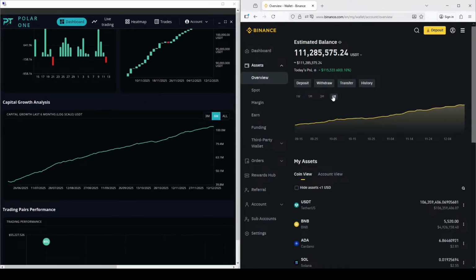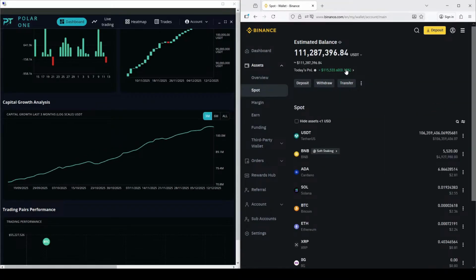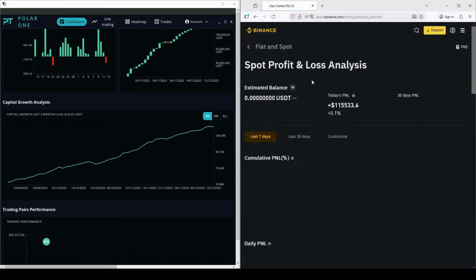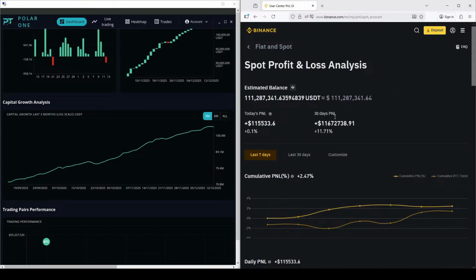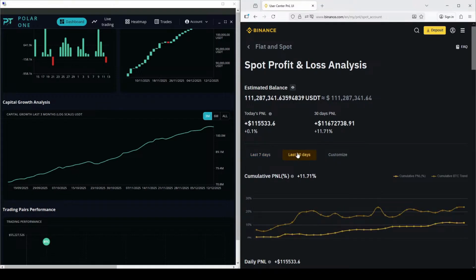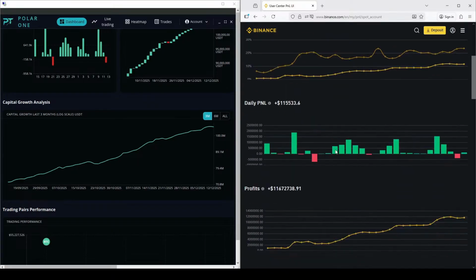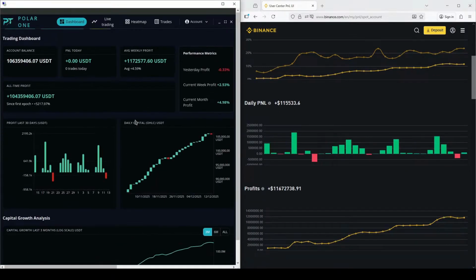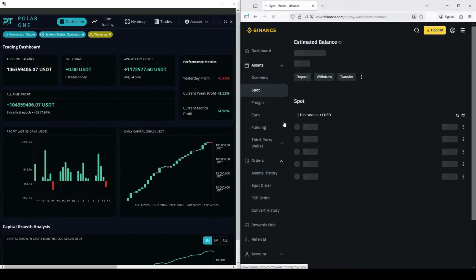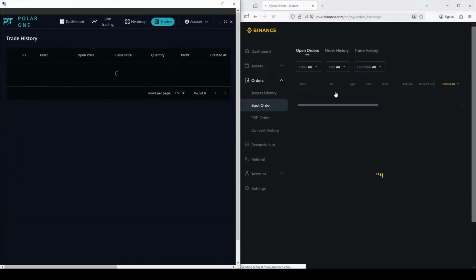Next, let's look at the P&L analysis. Here, we can check how the account performed over the last 7 days and 30 days. You may notice that the numbers aren't exactly the same as in the software. That's because of the BNB in the account, which is used for VIP status. Since the BNB price fluctuates, it's also factored into the P&L, which is why the numbers differ in the software. Let's now take a look at the order history. Since we don't use leverage, the software only trades on spot.